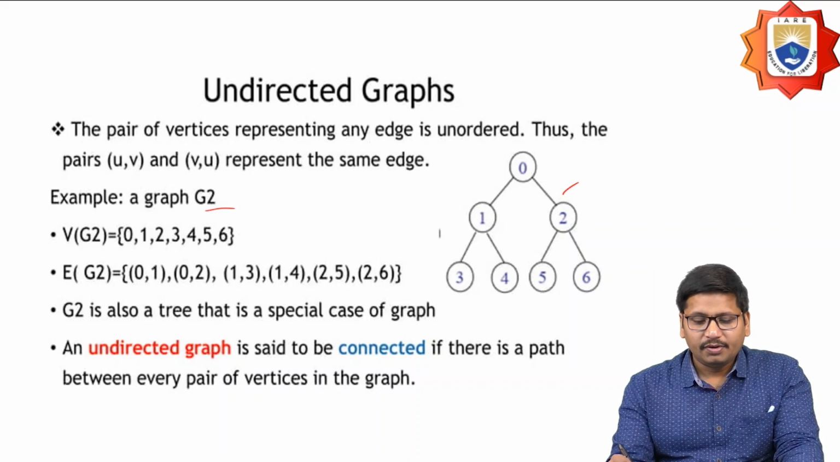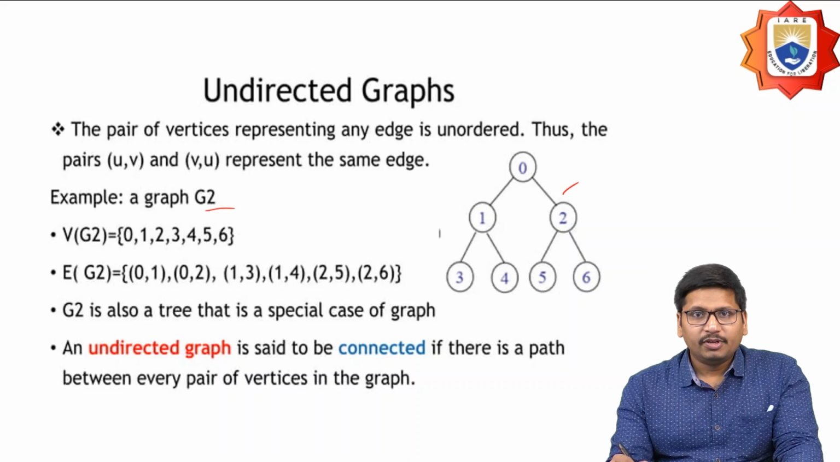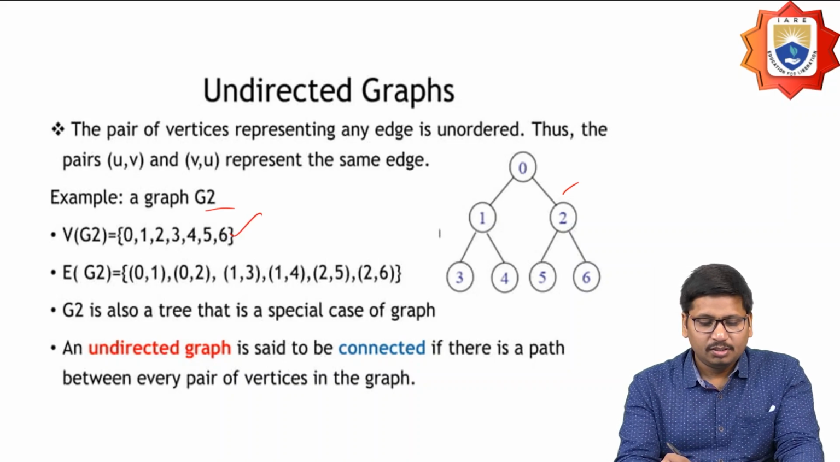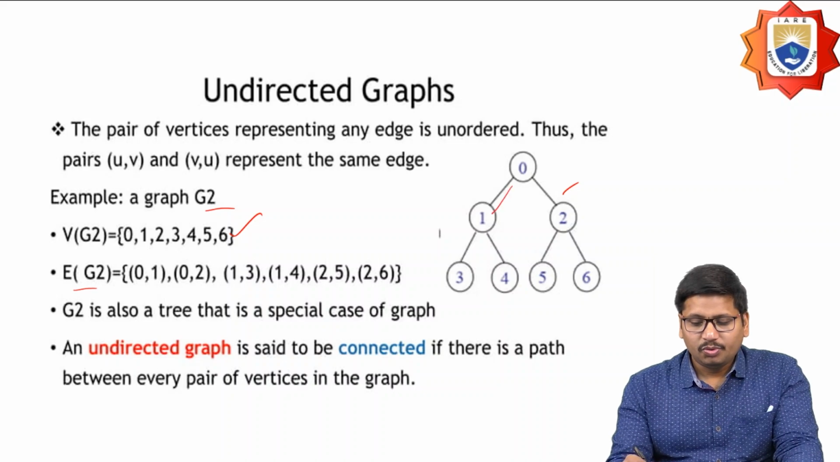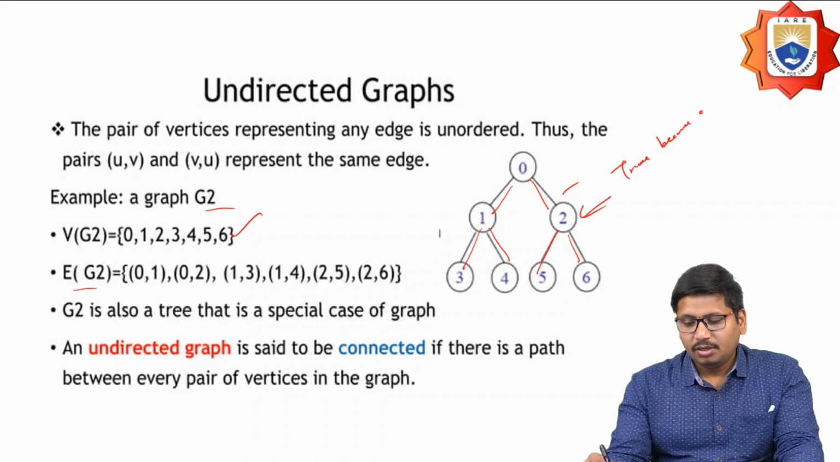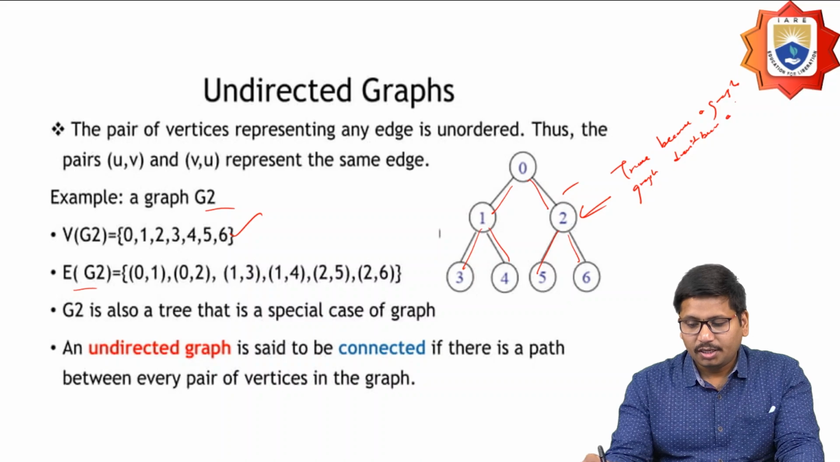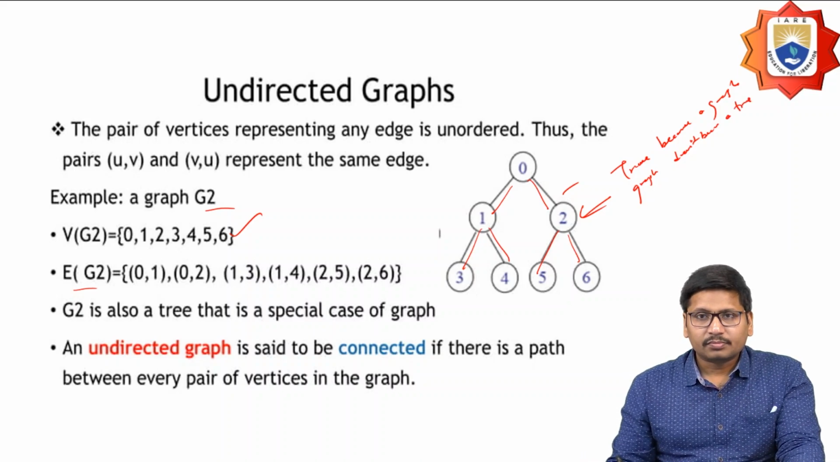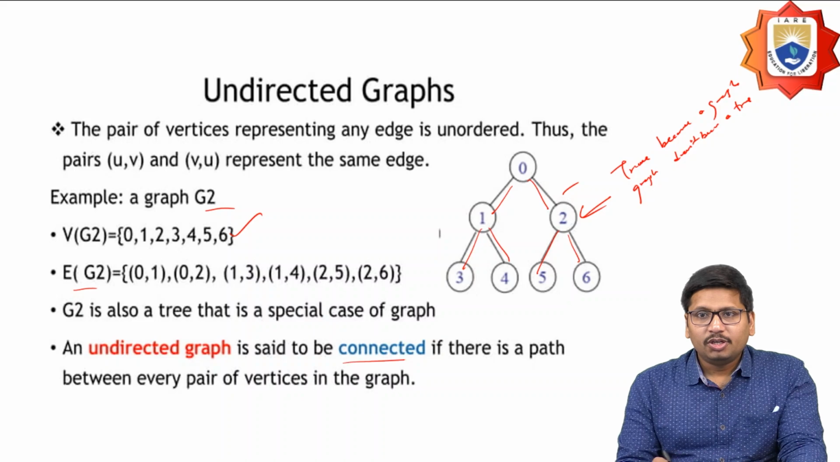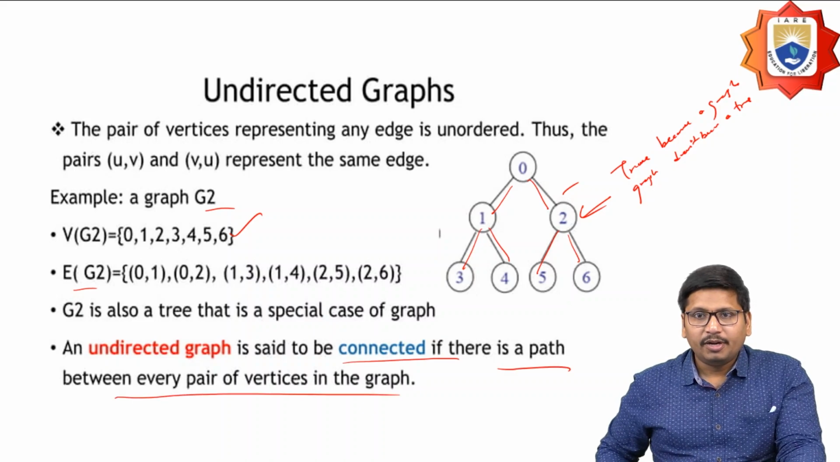So let us consider a graph G2. The vertices of the graph are 0, 1, 2, 3, 4, 5, 6. And edges of the graph will be (0,1), (0,2), (1,3), (1,4), (2,5) and (2,6). So G2 is also a tree, so it is a special case of the graph. So every tree is a graph, but a graph is not necessarily a tree. An undirected graph is said to be connected if there is a path between every pair of vertices in the graph.